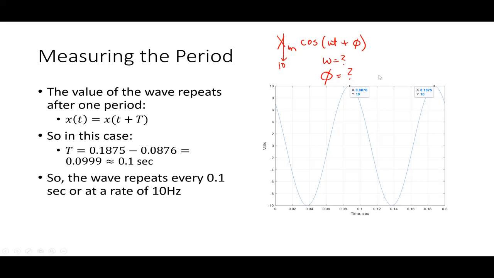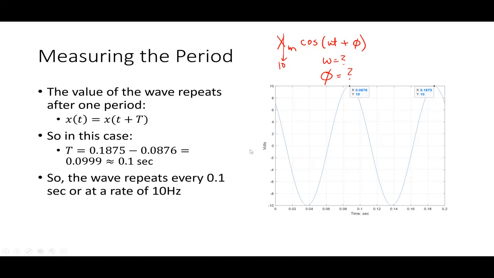To do that, the first thing I would do is try to observe the period. Because this guy is periodic, we said that its value repeats after one period. So what I did here in MATLAB is look at when the peak value of this guy is 10, and look again at when the peak value is 10, and then look at how much time has passed. The x coordinate here is time. So it appears that initially it was 10 volts at about 0.0876 seconds. And here it looks like it's peaking again at 10 at 0.1875 seconds.